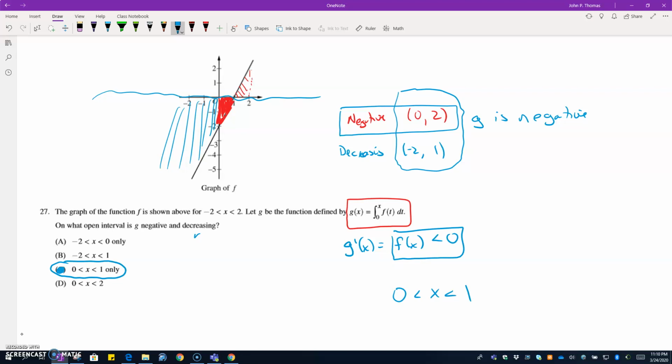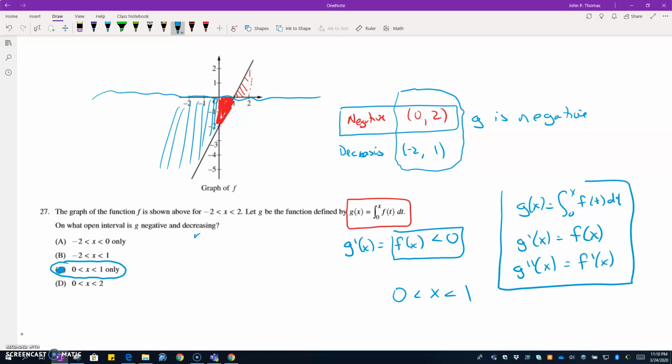Again, we really want to focus on this idea that if I have g of x equals the integral from 0 to x of f of t dt, the derivative of that is going to be f of x, and then the second derivative of that is going to be f prime of x. This connection is something we use quite a bit, and it will most likely show up on a free response item if we end up having free response items on our test. Hope that was helpful. Thank you.